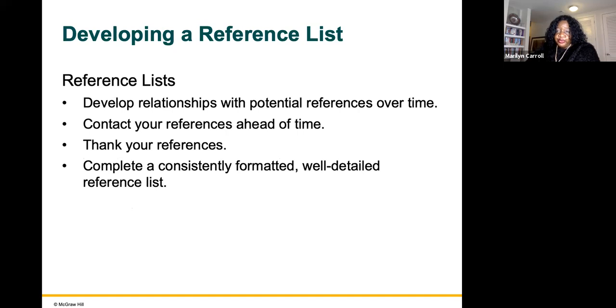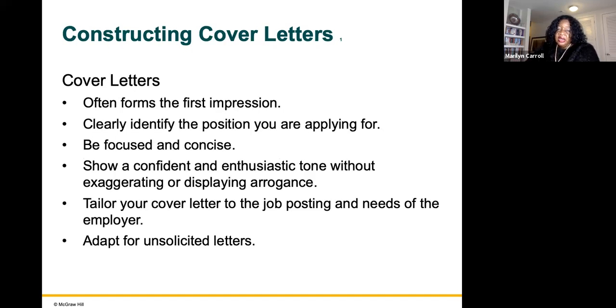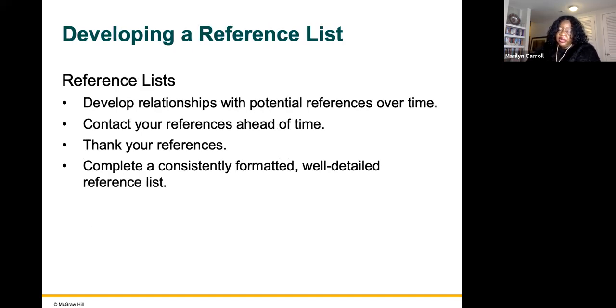Develop reference lists. Develop relationships with potential references over time. Contact your references ahead of time. Thank your references and complete a consistently formatted, well-detailed reference list. And another thing on references. Some companies will ask for a reference where the person writes the reference letter, especially for certain jobs you're applying for, like schools and things of that nature. You want to make sure that you contact your references and you work with them on these reference letters. A lot of people don't have time to write a reference letter, let alone have time to do the checkoffs. So contact your references before listing them.